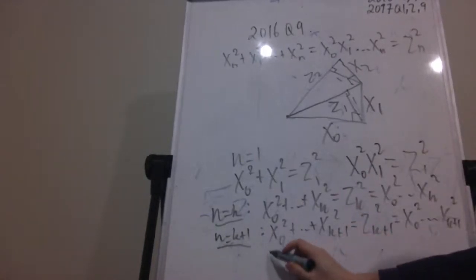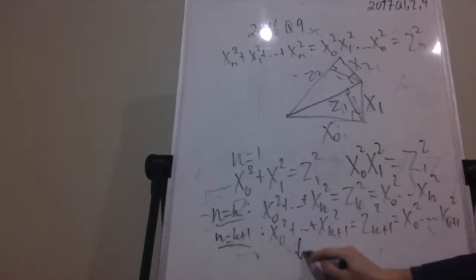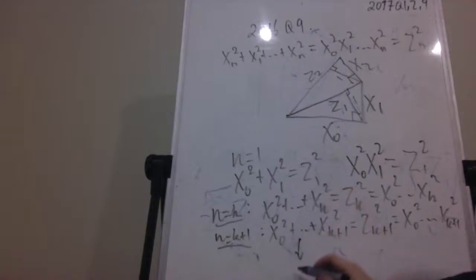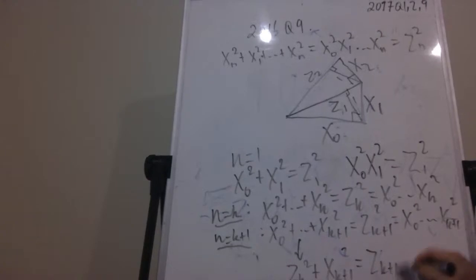Yeah, so we have x0. The induction hypothesis gives you that this thing here is zk squared plus x_{k+1} squared. And that's obviously true by Pythagoras. So this is z_{k+1} squared by Pythagoras, right?